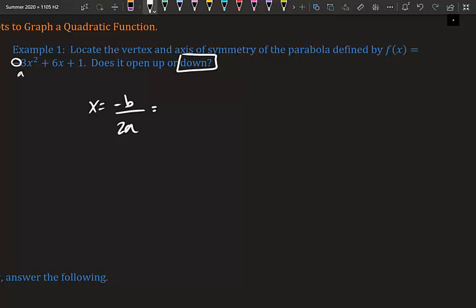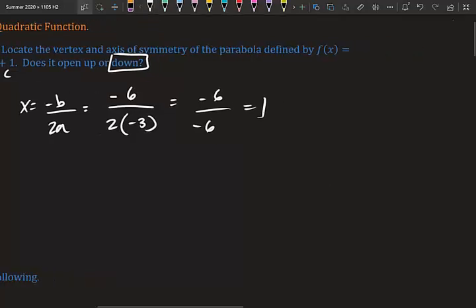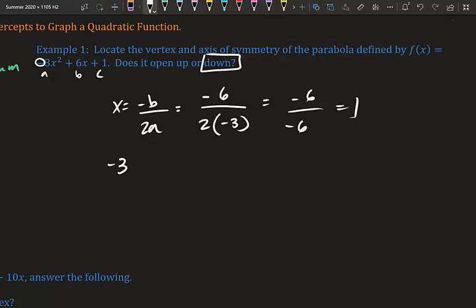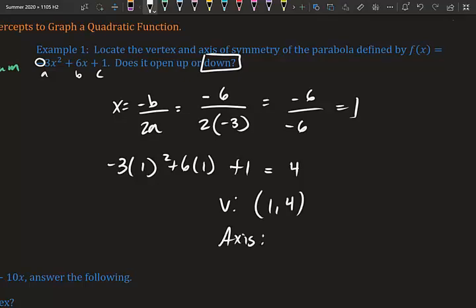So we have a, b, and c. So we have negative b, so negative 6, over 2 times a, which is negative 3. So negative 6 over negative 6, and we get 1. So let's plug it back in. We have negative 3 times 1 squared plus 6 times 1 plus 1, and we get 4. Use your calculator. We get (1, 4). That's the vertex. So then the axis of symmetry is x equals 1.